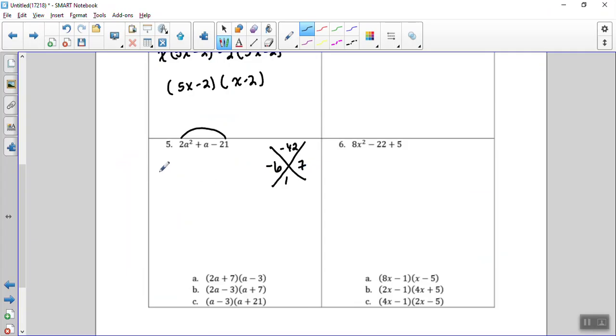Okay, so now I'm going to rewrite this expression as 2a squared minus 6a plus 7a minus 21. And then we're going to group these two together. And then I see that I can factor out a 2a.